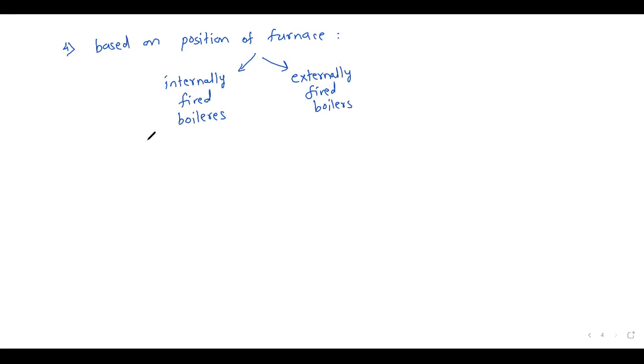Again, as I told, examples are important. For the internally fired boiler, the Cochrane boiler is an internally fired boiler, and the Babcock and Wilcox boiler is externally fired. See, there are other boilers also. Stirling boiler is there, locomotive boiler is there, but Cochrane and Babcock and Wilcox are important from the exam point of view. Okay, so hope the classification is clear to everyone.